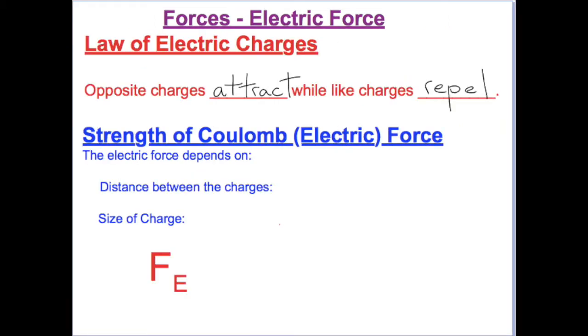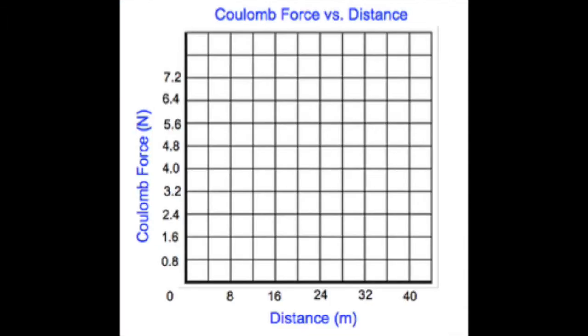Here's what we've learned so far: the law of electric charges, which says opposite charges attract while like charges repel. We're now going to figure out what factors affect the strength of the electric force, called the Coulomb force. We'll begin by testing what effect the distance has on the force. Then we can figure out what effect the size of the charge has on the force. We will use a simulation to collect some data and then create a Coulomb force versus distance graph. We can then use that graph to figure out the relationship.